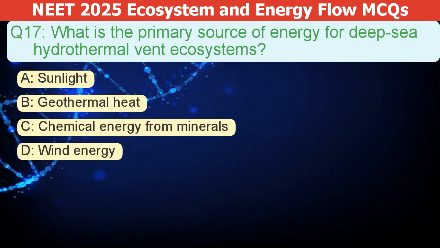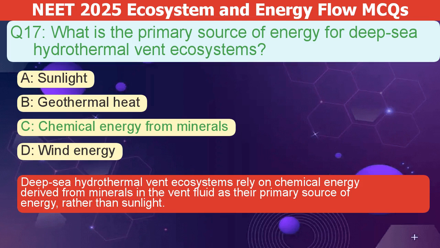What is the primary source of energy for deep-sea hydrothermal vent ecosystems? A. Sunlight. B. Geothermal heat. C. Chemical energy from minerals. D. Wind energy. The correct answer is C. Deep-sea hydrothermal vent ecosystems rely on chemical energy from minerals in the vent fluid. This is their primary energy source, not sunlight.